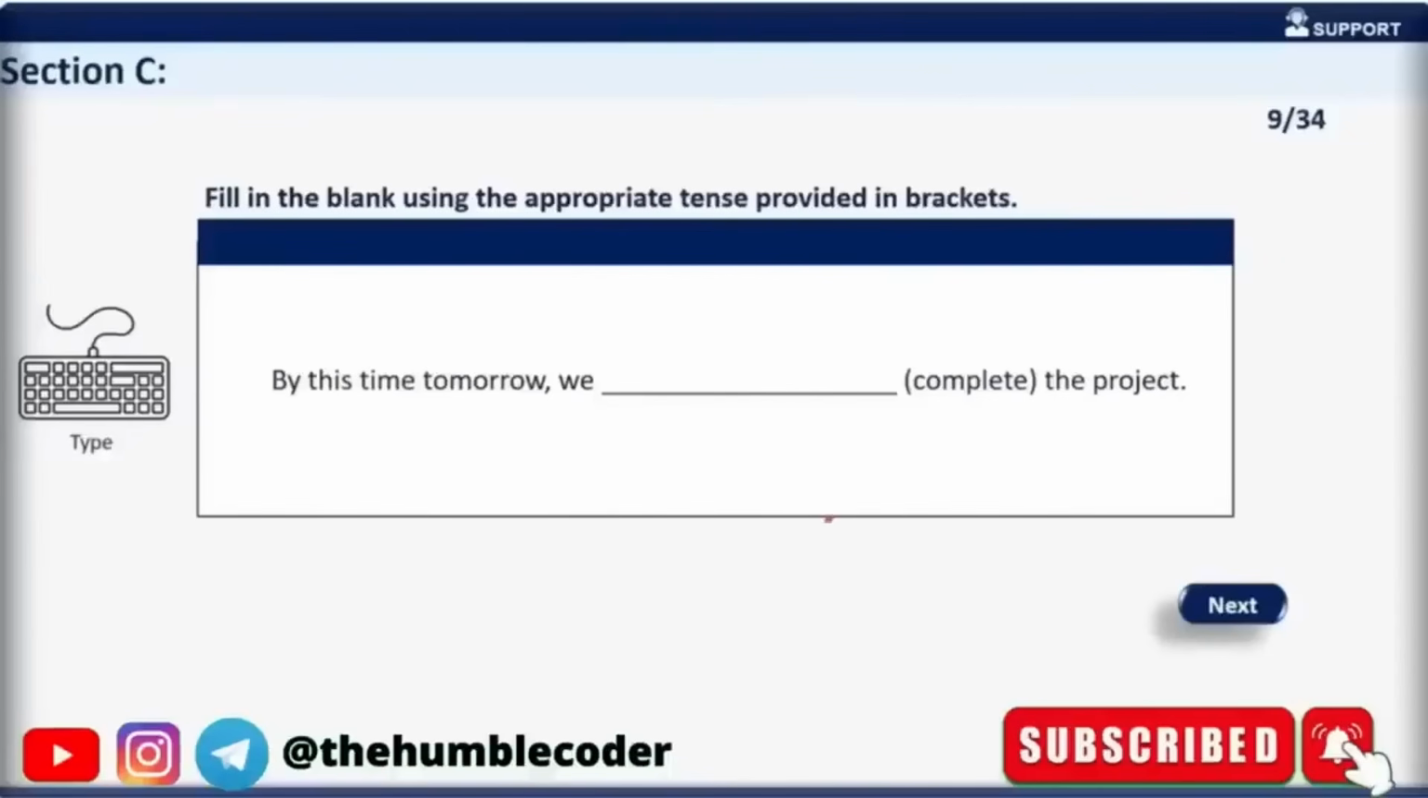So now the questions have changed. The question is fill in the blank using the appropriate tense provided in the bracket. You are given a word and you have to fill in the blank with the appropriate tense of this word. Okay, so the answer for this question will be, by this time tomorrow we will have completed the project. We will have completed the project. Okay, moving on to the next question.